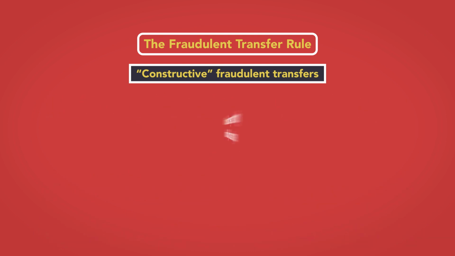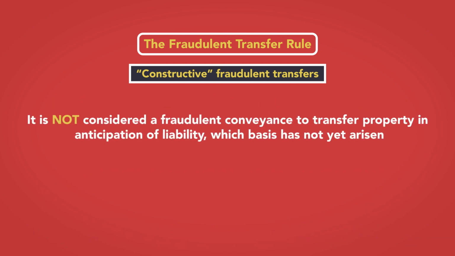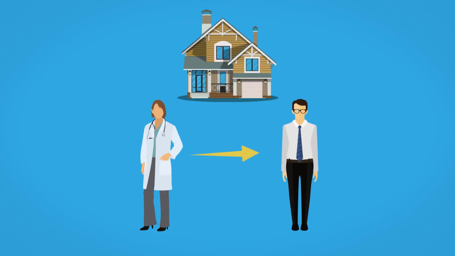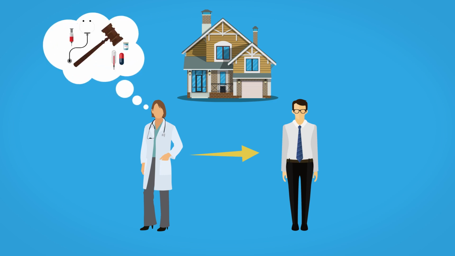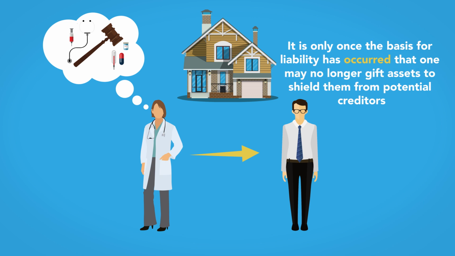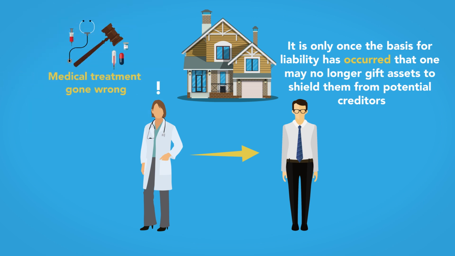It's important to note that it's not considered a fraudulent conveyance to transfer property in anticipation of liability whose basis has not yet arisen. A doctor can, for example, convey her house to her husband due to a fear of one day being subjected to a medical malpractice claim. If the malpractice has not already happened, there should be no problem with making this transfer. In fact, this sort of maneuver is quite a common tool among professionals who are at high risk for malpractice lawsuits. It is only once the basis for liability has occurred, in the case of medical malpractice this would be the treatment gone wrong, that one may no longer gift assets to shield them from potential creditors.